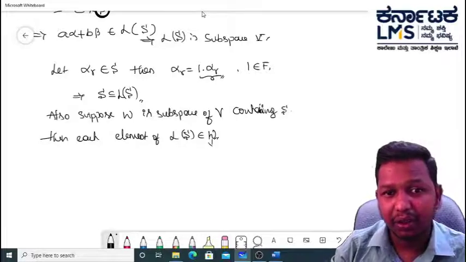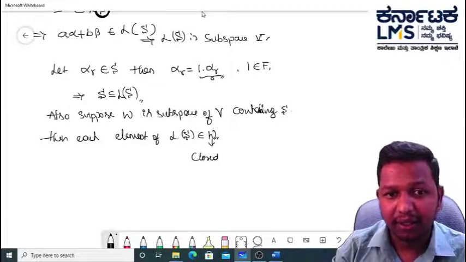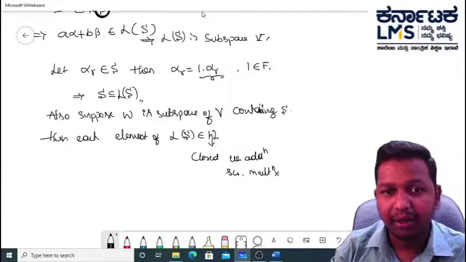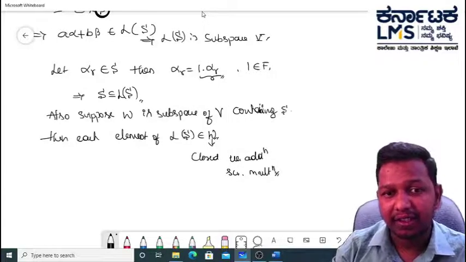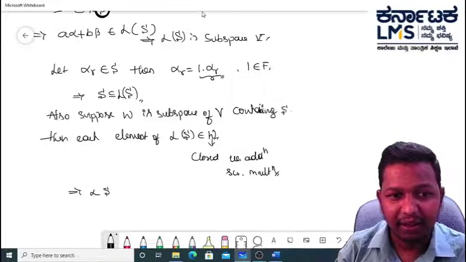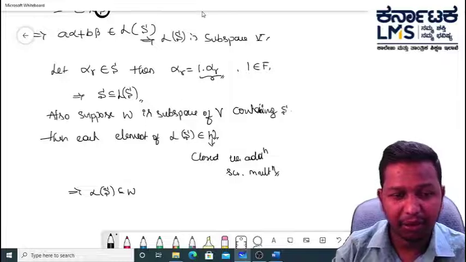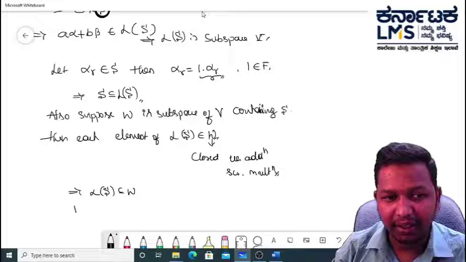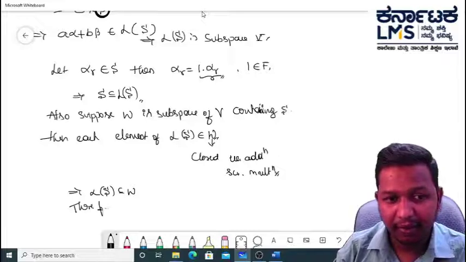W is closed under vector addition as well as scalar multiplication. Vector addition and scalar multiplication are closed in W, hence each element of L of S belongs to W, which implies that L of S is contained in W.